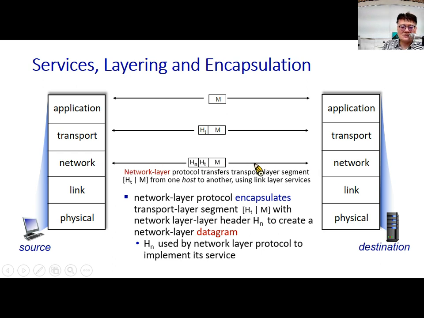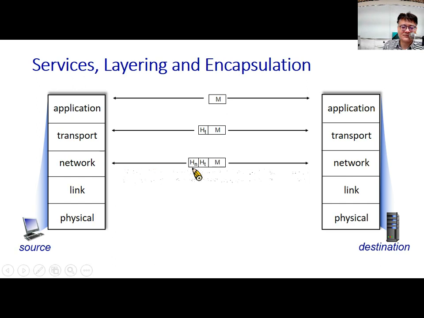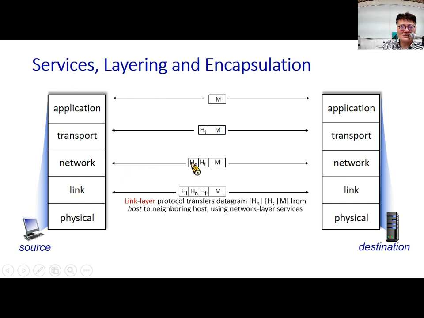So the network layer encapsulates the transport layer segment. It captures the transport layer segment in the network layer with the header HN. Then it goes down to the link layer, and here at the link layer we add the link layer header, HL.